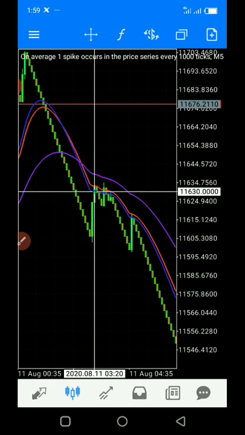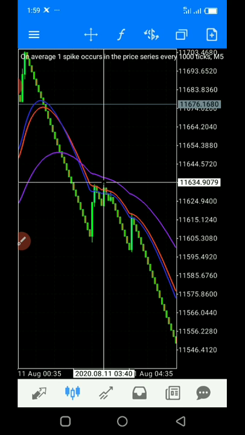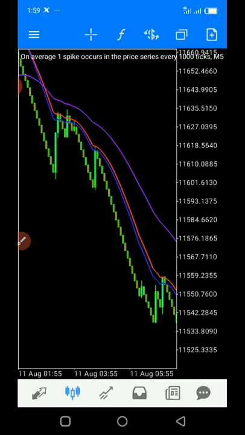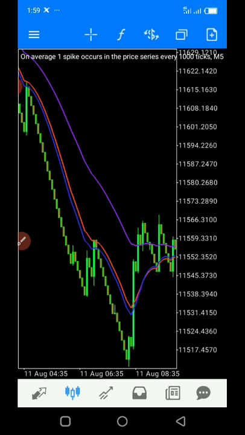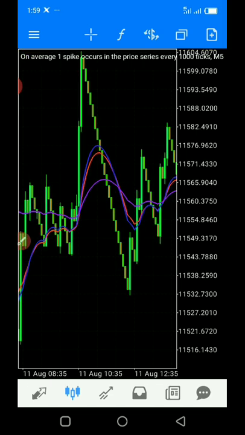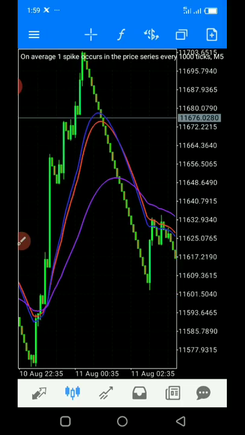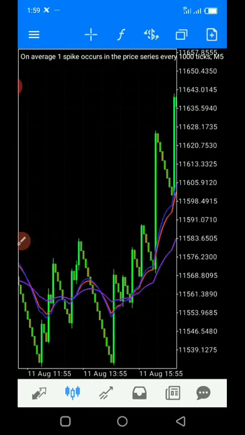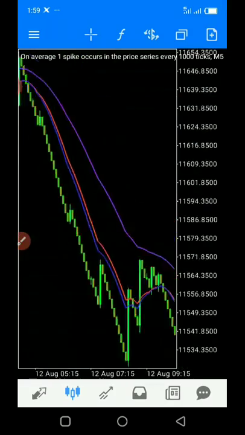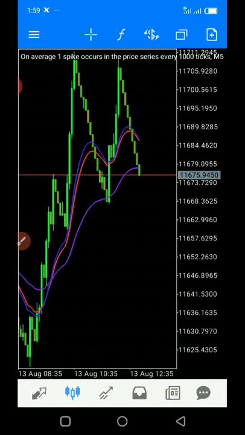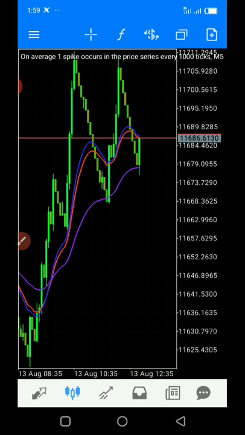So if we take our entry here at this level, the market would have taken us back to this level a bit, and we would have been in good profit. You see, this is how you can place your entry and your stop loss. Now after knowing where to place your stop loss and your entry, the next question is, where do I take my profit?